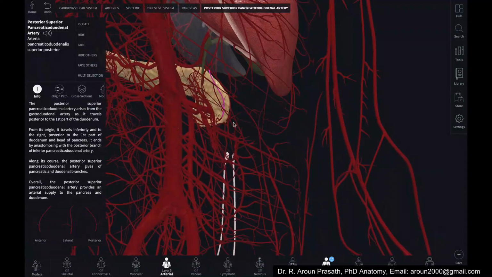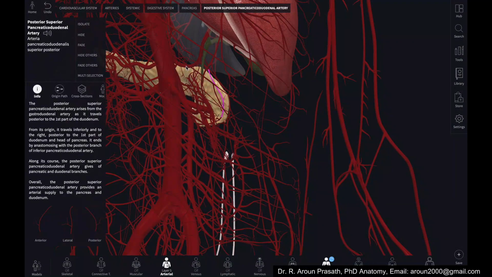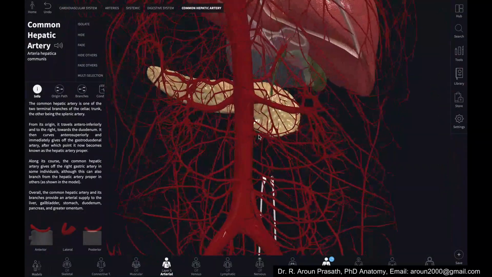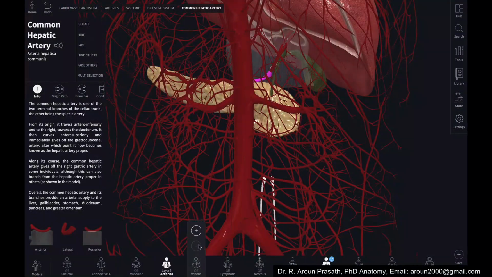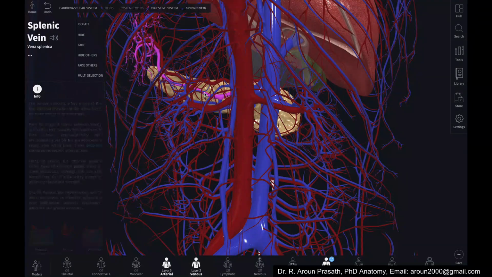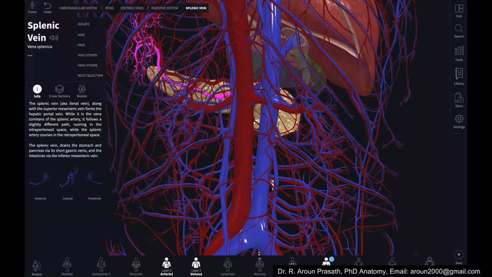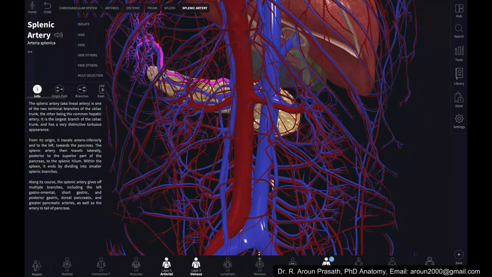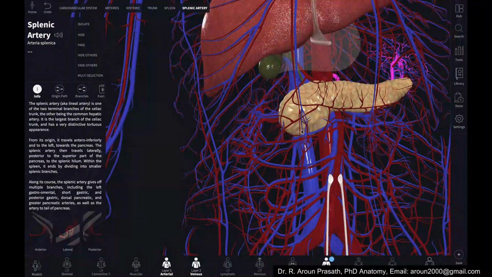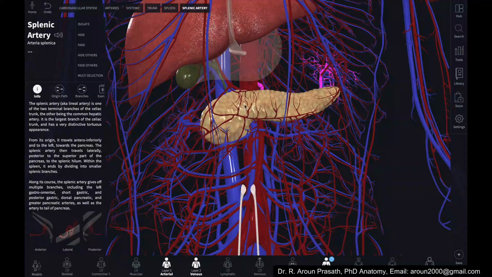If you look at the splenic vein, it is running on the posterior border of the pancreas. So this is the splenic vein, running in the posterior border of the pancreas. The splenic artery is running on the superior border of the pancreas. So this is how the pancreas gets a good, rich vascular supply.